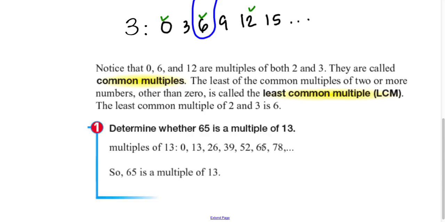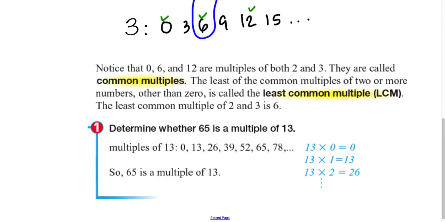So 65 is a multiple of 13. In finding 0, 13, 26, we simply use our whole numbers: 13 times 0 is 0, 13 times 1 is 13, 13 times 2 is 26, and so on. Now, if you want to find out if our answer is correct, we simply get 65 divided by 13, and we should get a whole number, which is 5, and there are no remainders.